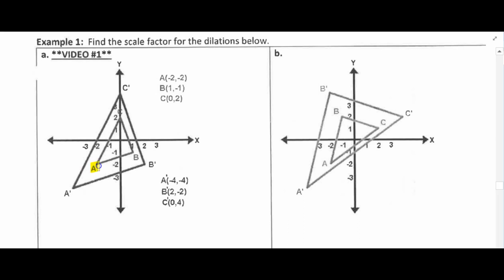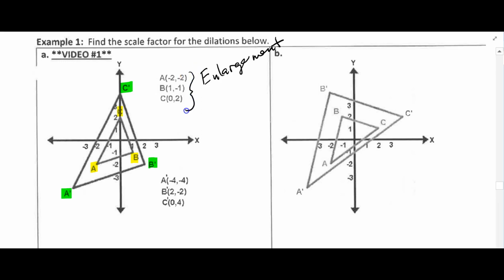Notice that I have A, B, and C on my smaller triangle, and then I have A prime, B prime, and C prime in the larger triangle. So this dilation is making an enlargement. So our scale factor should be a number that's larger than 1.